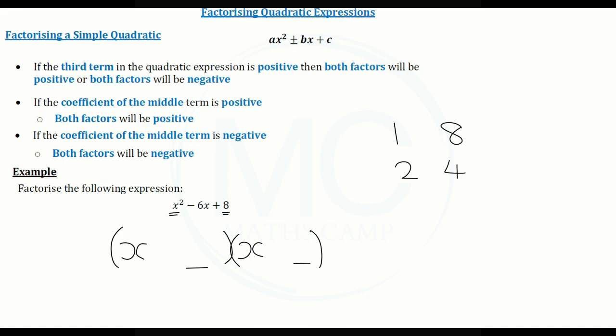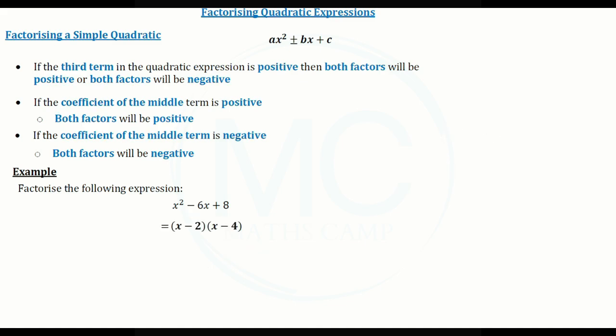8 is positive, so our factors will be both positive or both negative. But again, which one is it? So let's look at our b value. b is negative 6, so we know that both our factors will be negative. So we can say negative 1 minus 8 gives us negative 9. Negative 2 minus 4 gives us negative 6, which is the coefficient of x. It is our b value. This means that negative 2 and negative 4 will be our constants in the bracket, and our bracket will look like this.